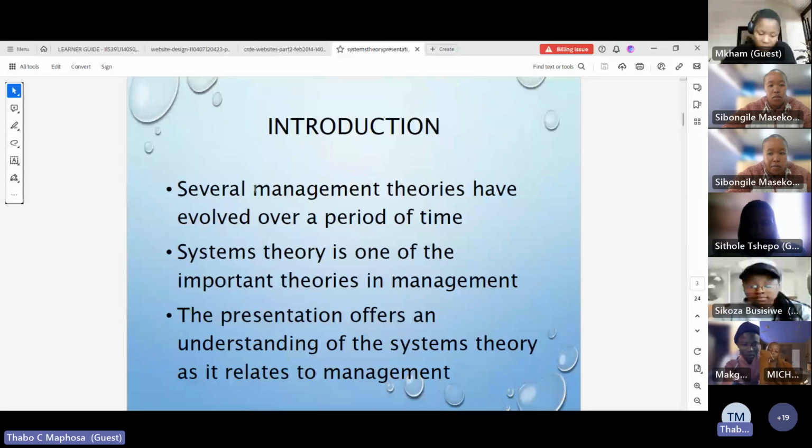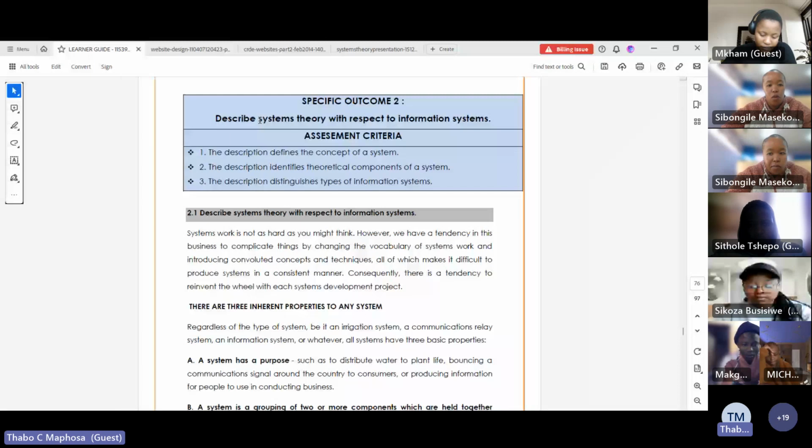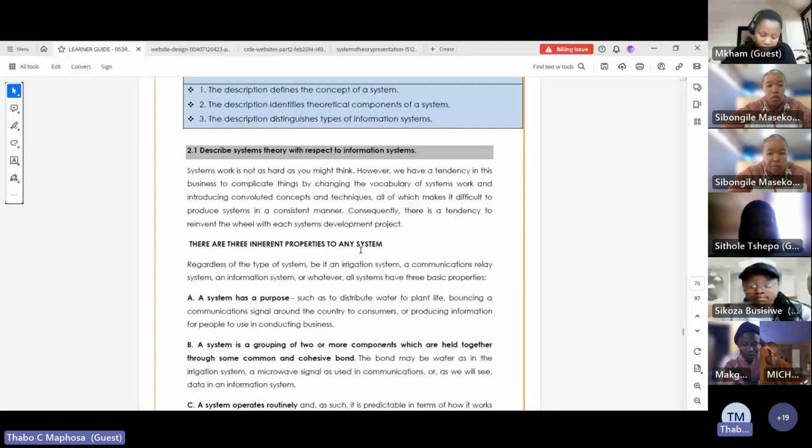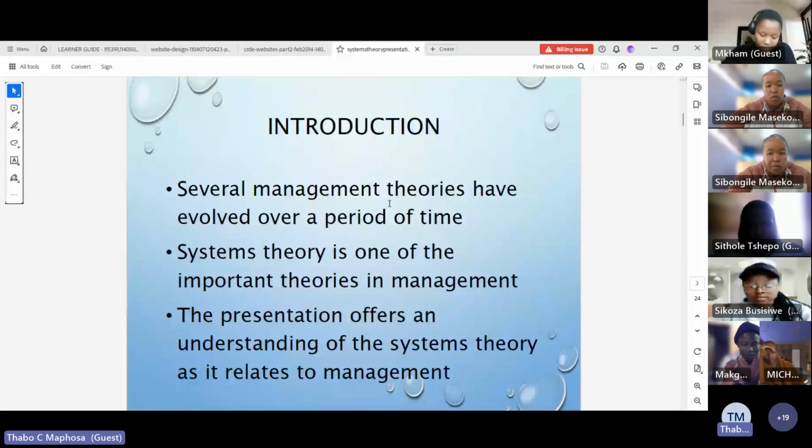So now, we're talking about the systems theory. That's what I want to introduce, and then we're going to come back here. Let's look at what we mean when we talk about systems theory. Several management theories have evolved over a period of time. There have been many of these management theories that we have looked at, and the systems theory is one of the important theories in management. The presentation here offers an understanding of the systems theory as it relates to management.